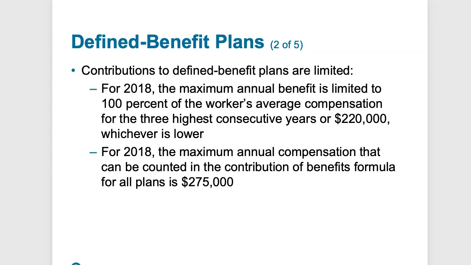Now, there are maximum annual benefits that are limited to 100% of a worker's compensation. So they're saying that in retirement, you can't make more than your average compensation for the 3 highest consecutive years of earnings, or $220,000, whichever is lower.